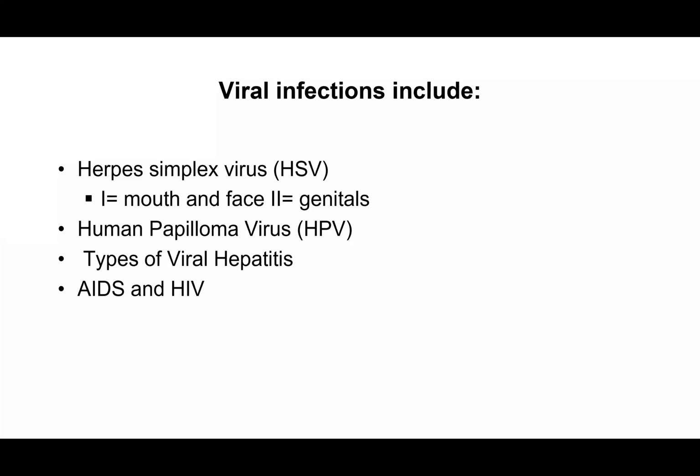So viral infections include, this is a summary of which ones you need to know. Again, I'm not gonna go over exactly which one of them. I'm just gonna tell you, hey, you need to know these ones. So herpes simplex virus, HSV. There's 2 levels to that. The first level affects the mouth and face area, and then the second level spreads through the genitals.